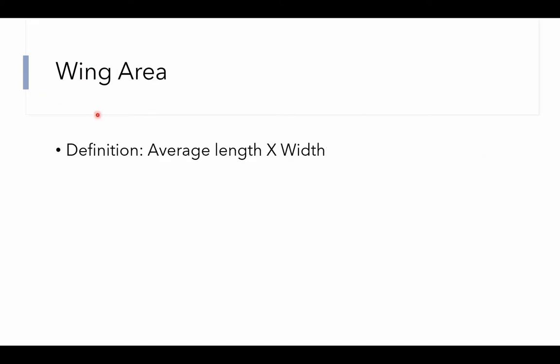Next up is the wing area. The way to calculate the wing area is just by multiplying the average length by the average width. A good way to remember this is that it is the same as calculating the area of a rectangle.